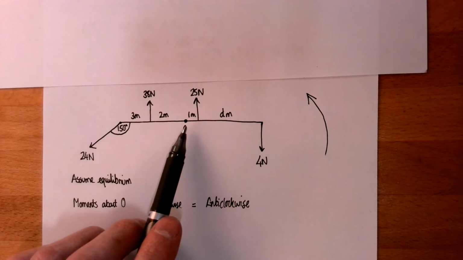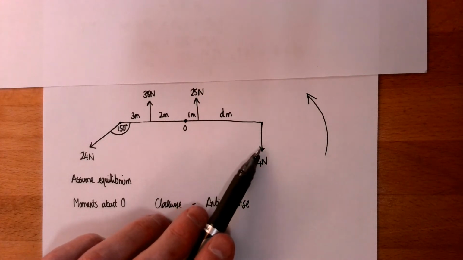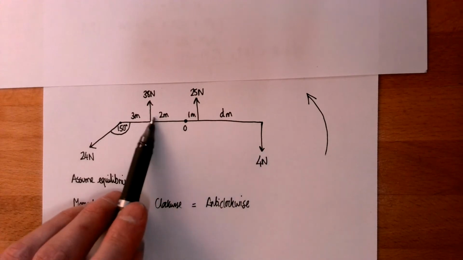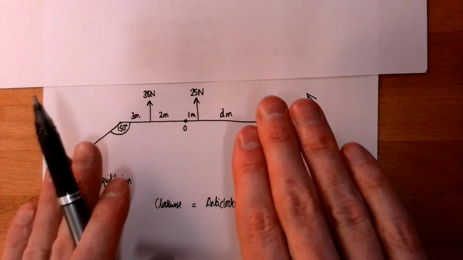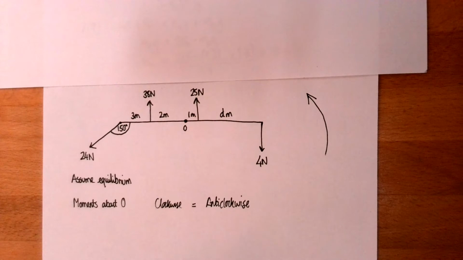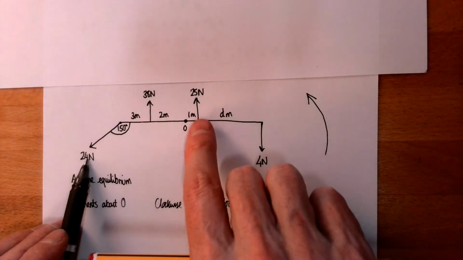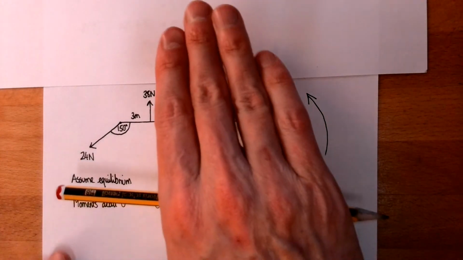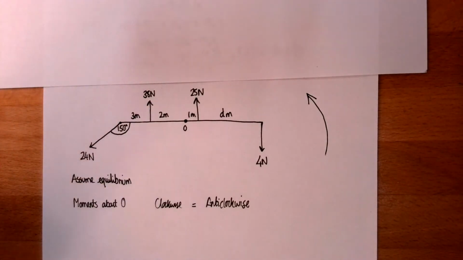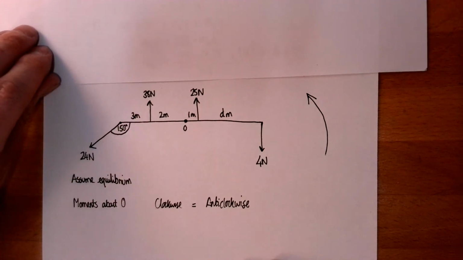If that's my pivot point, then this force here is going to be pulling it clockwise, as is that force there. They're going to be moving it in a clockwise direction. This force is going to be moving it anti-clockwise, as is the 25 Newton force. They're going to be moving it this way. And you may remember that this force here at an angle presents us with something of a problem.